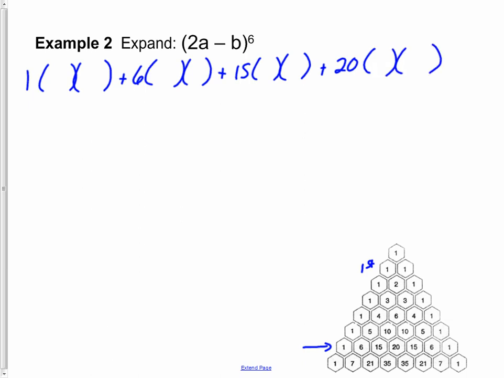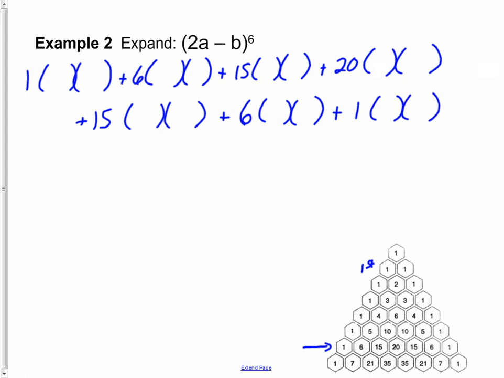And I'm going to run out of room here, so I'll bring it down here. So this will be plus 15 with your 2 parentheses, plus 6 with your 2 parentheses, and then plus 1 with your 2 parentheses. And since we started with a 6th power, this would be 6, 5, 4, 3, 2, 1, 0. And this one would be 0 and going up: 1, 2, 3, 4, 5, and 6.